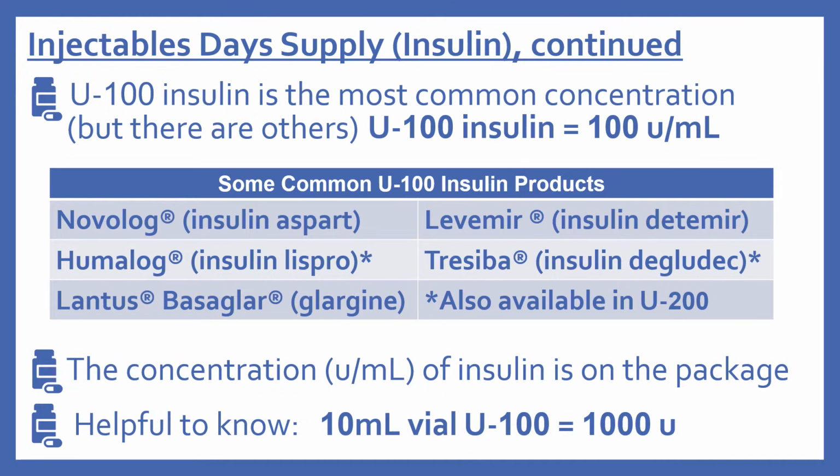So the common insulins that are in the top 200 drugs are actually U100 insulins, but I have a note here that the Tresiba and the Humalog are also available in U200. So it's just something to watch for. The concentration, which is the units per ml of insulin, is on the package. If there are ever any questions, you can just look at the package and see what the units per ml is on that. And something that's helpful to know, a 10 milliliter vial of U100 insulin equals 1,000 units. So that's something you'll want to memorize.